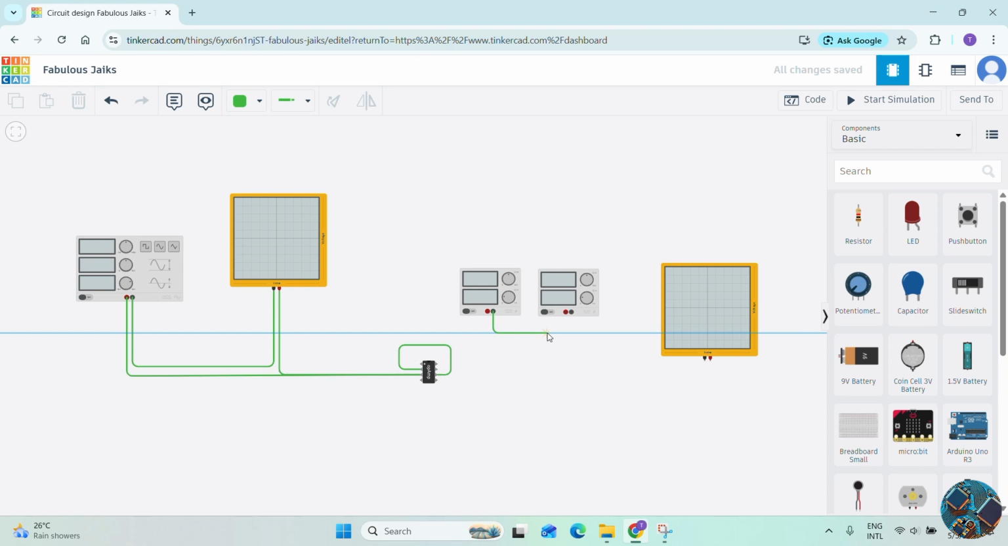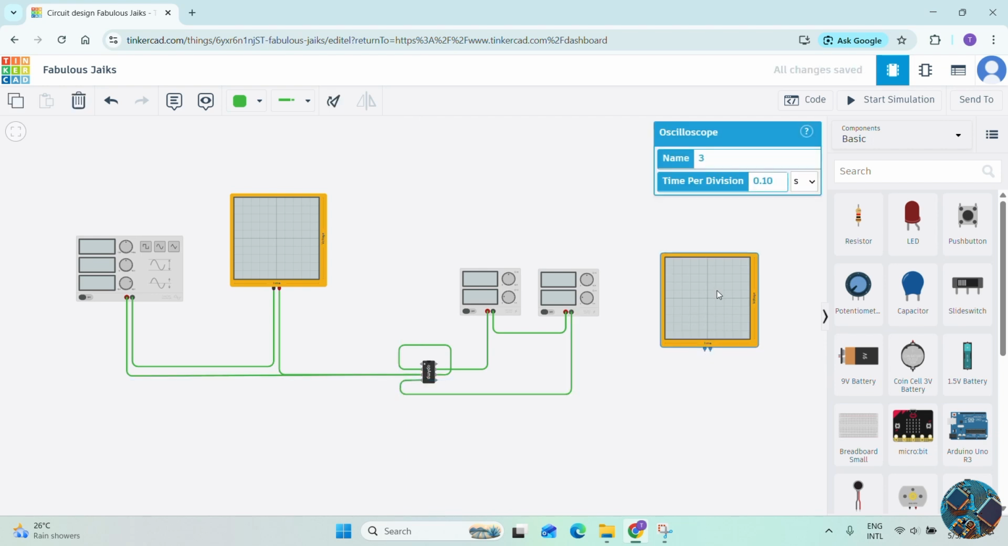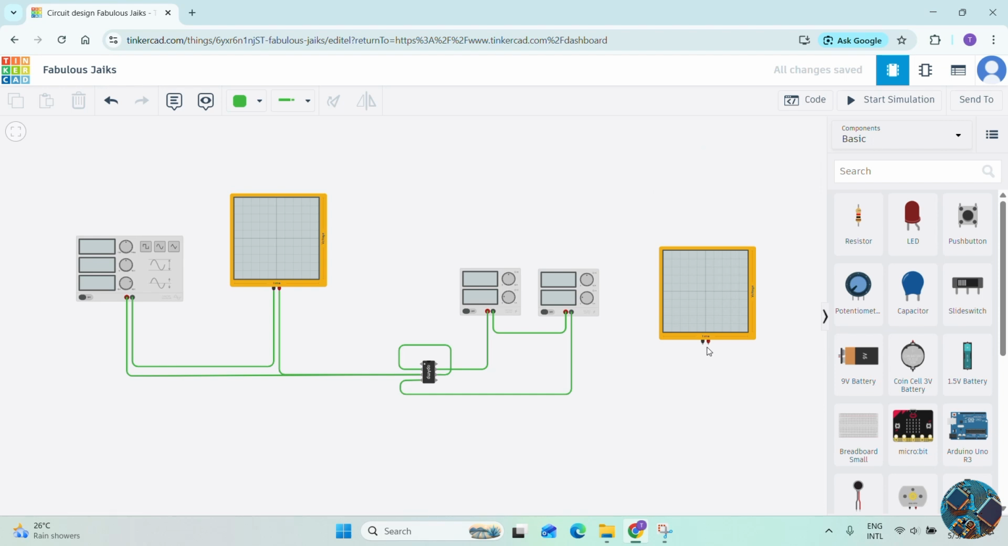The negative end of one power supply is connected to the positive end of the other power supply. That will make this one positive 15 volts, and this one negative 15 volts. We need the output waveform, so I connect the other oscilloscope to the output. So this is our circuit.